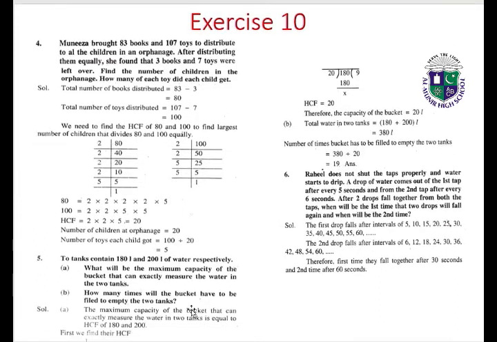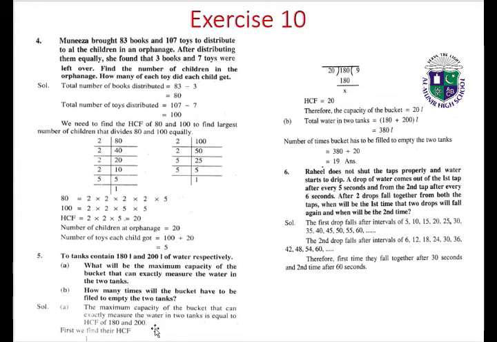Question number 5. 2 tanks contain 180 and 200 liters of water respectively. What will be the maximum capacity of the bucket that can exactly measure the water in the two tanks? How many times will the bucket have to be filled to empty the tanks?